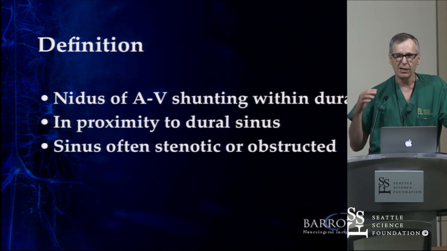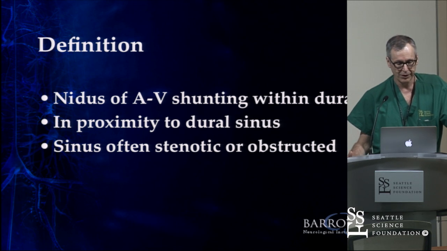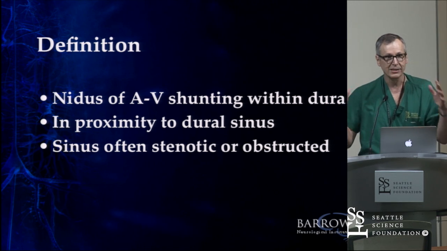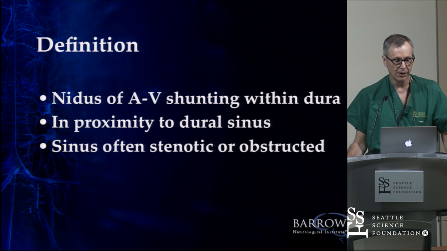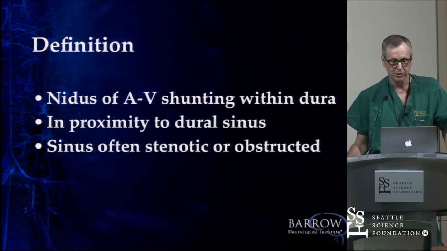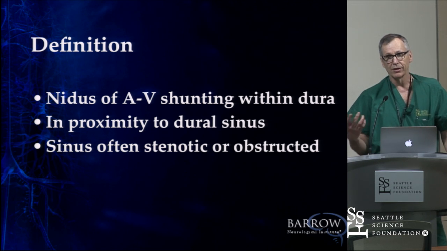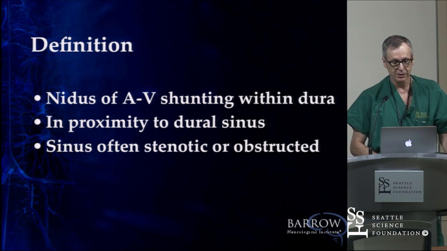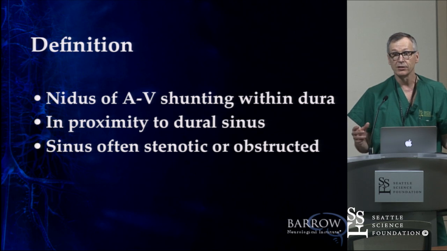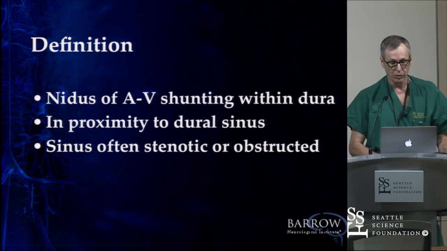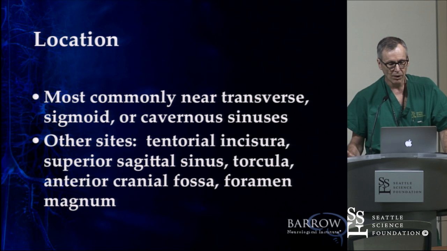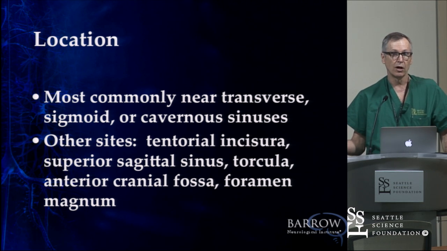So I'm going to keep this a very simplistic view of it. A fistula is just an arteriovenous shunt, a dural fistula occurring within the dura. They occur in proximity to sinuses. Often the sinus is not visualized. It's either stenotic or completely obstructed. And the most common locations are transverse sigmoid and cavernous sinus.